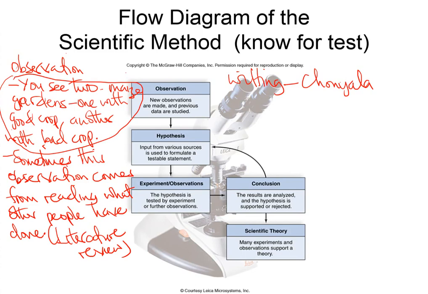I'm just assuming that maybe this garden has fertilizer in it. Maybe this other garden has no fertilizer in it. Just by looking at the two gardens, you can say, you know what? If I add fertilizer to my garden, it will have more yield than if I do not add fertilizer to my garden. So that is your hypothesis. A statement that you make after making an observation.